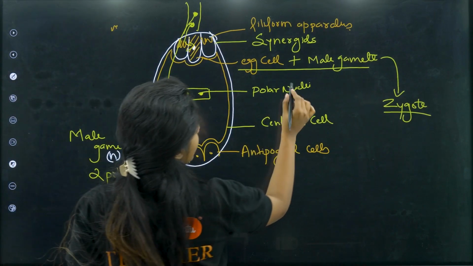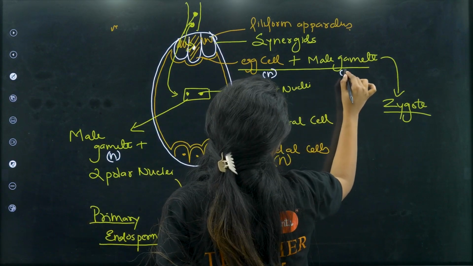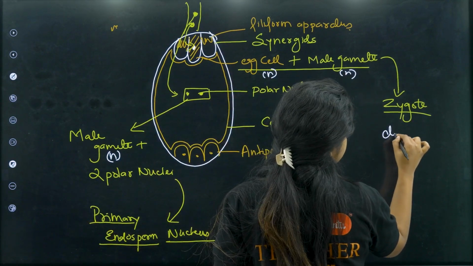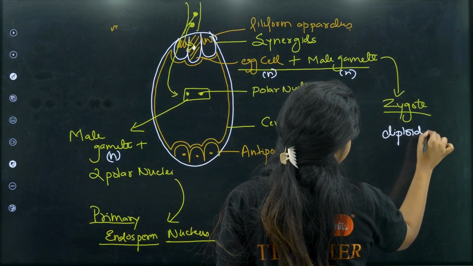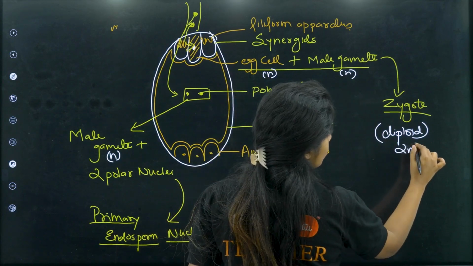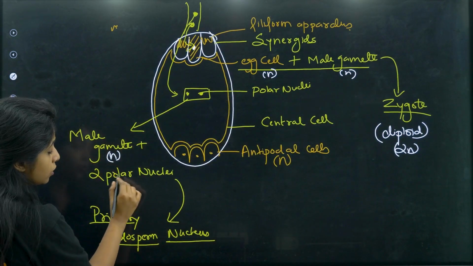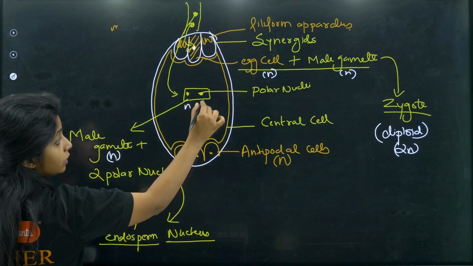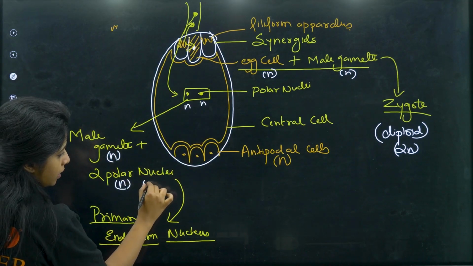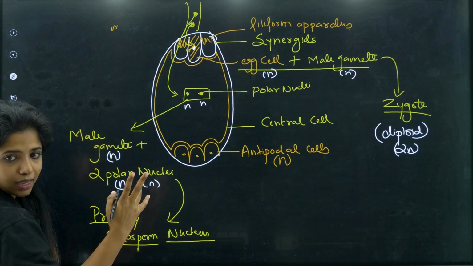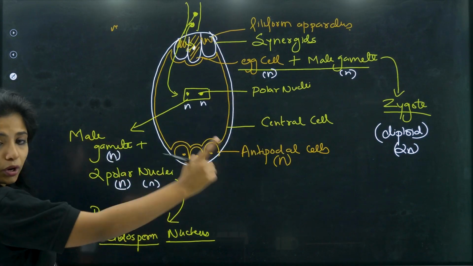They will also be haploid in nature. So this gives you a zygote, but this time the zygote is what? Diploid. It will have 2n number of chromosomes. Over here the male gamete has n number of chromosomes. The two polar nuclei, one has n, the other one has n. So n, 1, 2, 3n is there. Usually you have 2n, that is why you call it diploid.